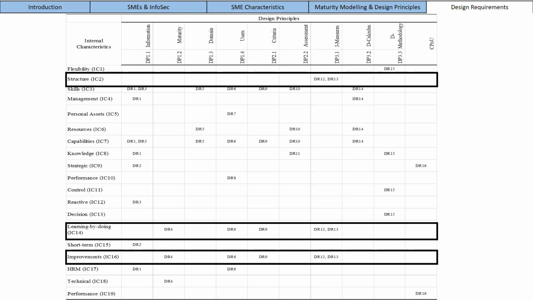So here we see the related SME characteristics in the table, the structure of the SME, learning by doing processes and the improvements by step-by-step improvement characteristics. And here we see the design principle. So in the intersection of those, we identified the related design requirements to be met by the information security maturity models for SMEs. So in this paper, we have identified 16 design requirements in this format as a mapping of design principles, general design principles, and the SME characteristics.